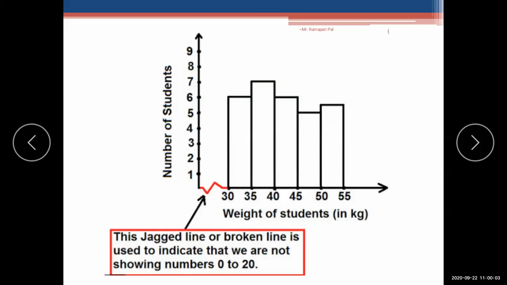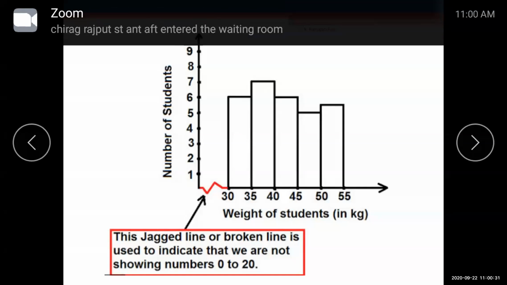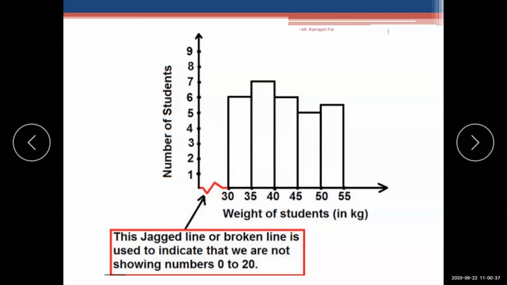See here. First of all, see what the class mark is between 30 and 35, 35 to 40, 40 to 45, 45 to 50, 50 to 55. Correct? So what is the class size? 5. But from 0 to 30, it is not drawn. So that is broken. That's why the line is broken. So we show it by a crink mark. Is it clear?